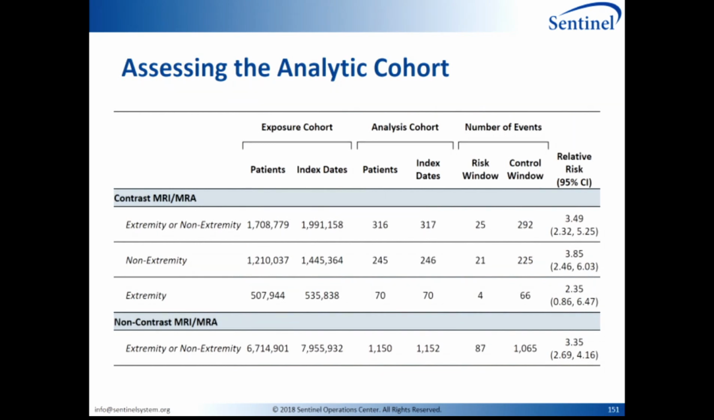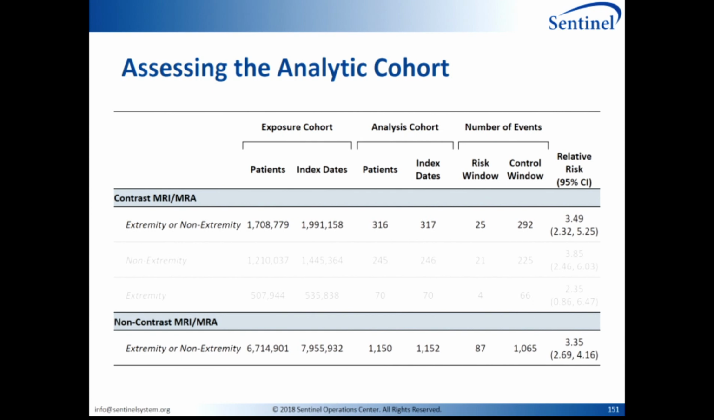For the analytic cohort, data is provided on the number of events occurring in each window, as well as the number of index dates, and an estimate of the relative risk. And I'll go over in a second how the relative risk is calculated. But I just want to draw your attention to, first, I'm only going to cover the results of the extremity or non-extremity contrast MRI group, as well as the non-contrast MRI group for the same body parts. And I want to draw your attention to the fact that the number of patients in the exposure cohort is not the same as the number of index dates.